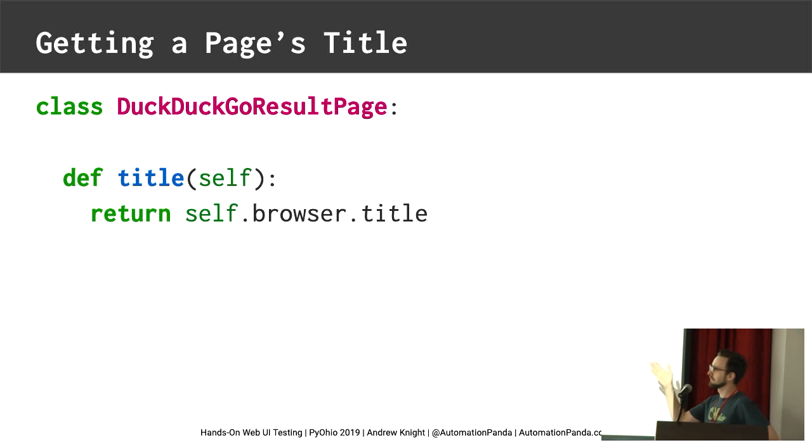How about the title? If you remember, in the results page, we're supposed to return the title of whatever the page is. Title is nothing more than a property of browser objects. So I can say self.browser.title and return that. Easy, right? Basically, the moral of the story is, if there's something you think you need on a web page, you go to the documentation, you Control-F for what you think the word might be, and eventually you'll hit it, you'll see the spec for it, and then you go make that happen. Ta-da!